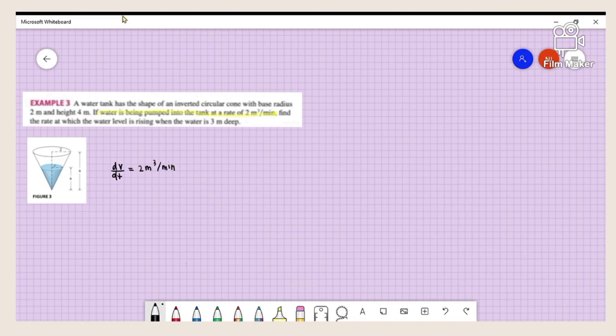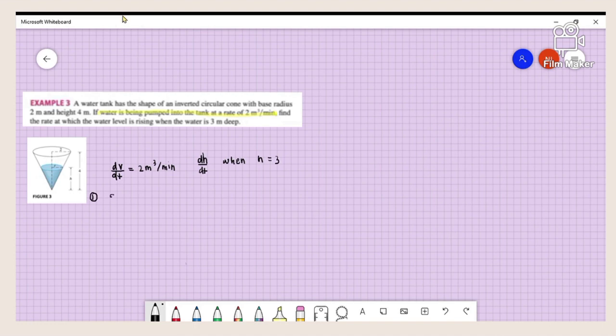So the question is to find the rate at which the water level is rising when the water is 3 meters deep. So it refers to dh over dt. So we need to find dh over dt when h is equal to 3. So the first step I'm going to do is separate dh over dt, which is what we want to find, into two related rates.